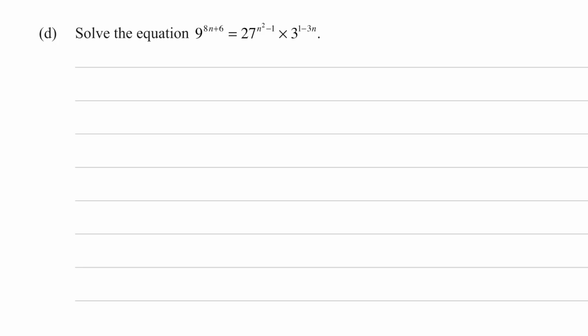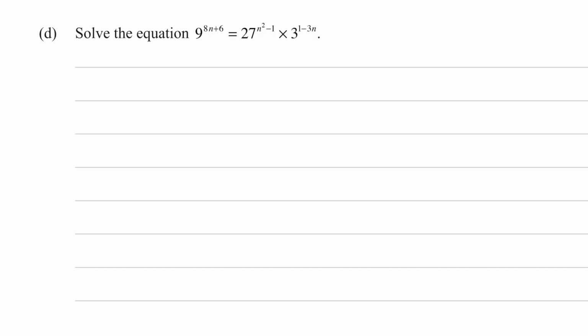Solving this equation. So we have an exponential equation, right? On the left-hand side, we have 9 to the power of 8n plus 6. On the right-hand side, which is equal to, is 27 to the power of n squared minus 1, multiplied by 3 to the power of 1 minus 3n.